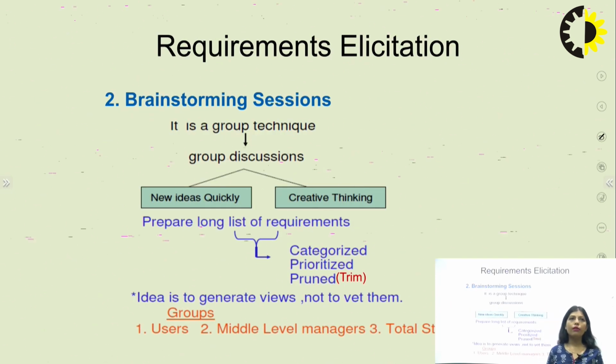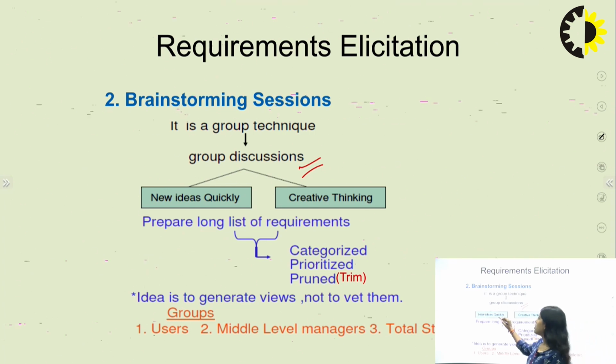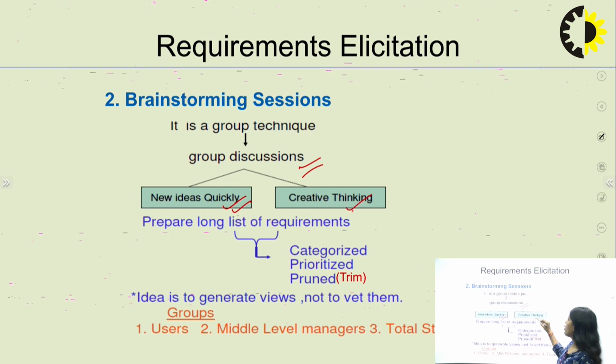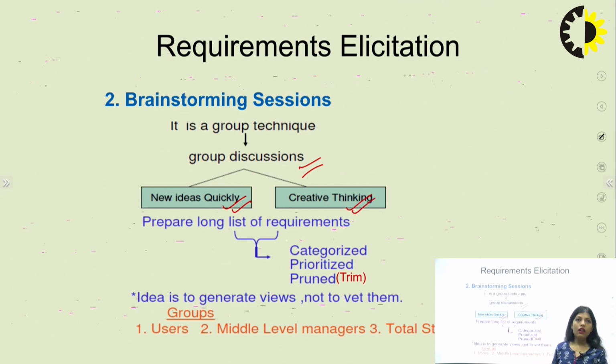The second method in requirement elicitation is the brainstorming session. Basically it is a group technique or a group discussion. In group discussion, we mainly focus on two terms. First is new ideas. Quickly, when the people discuss in a group, new ideas can come very quickly, and we can also focus on creative thinking.